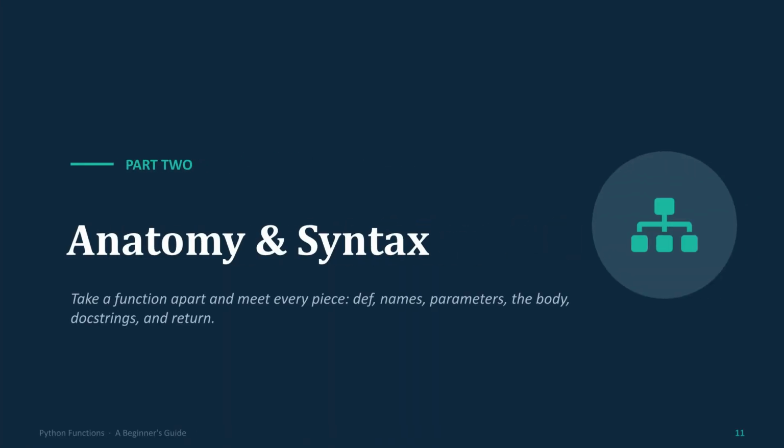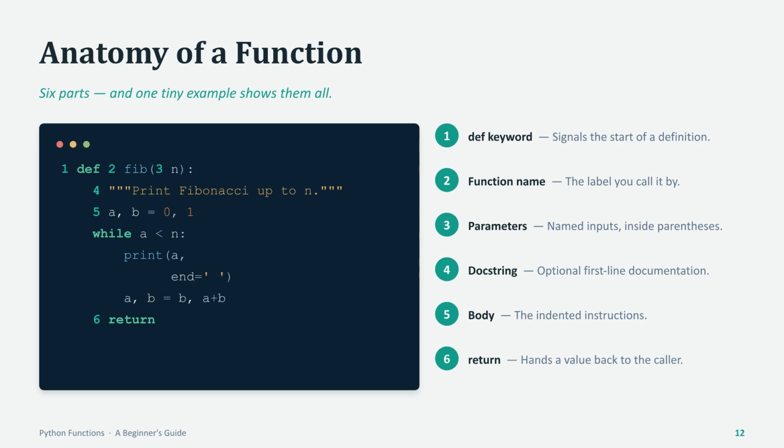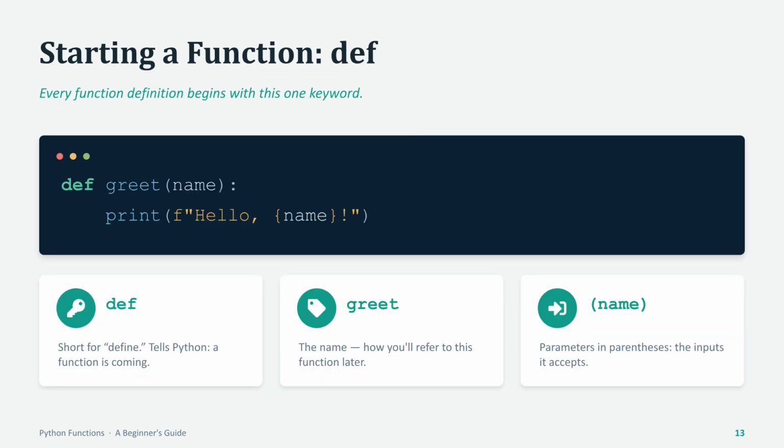Now let's move to part 2, anatomy and syntax. We'll break down the specific components that make up a Python function. A function has 6 key parts: the def keyword, the name, parameters, an optional docstring, the body, and the return statement. Every definition starts with the def keyword. This tells Python that a new function is being created, followed by the function name and any parameters.